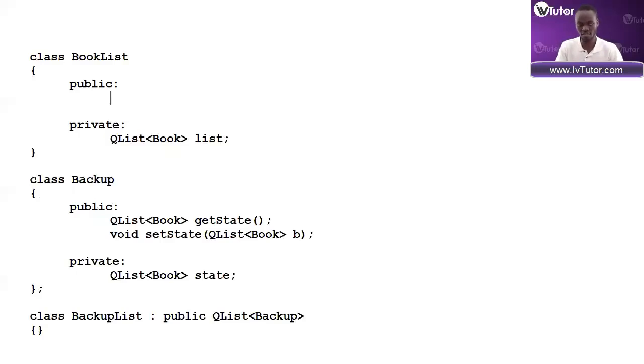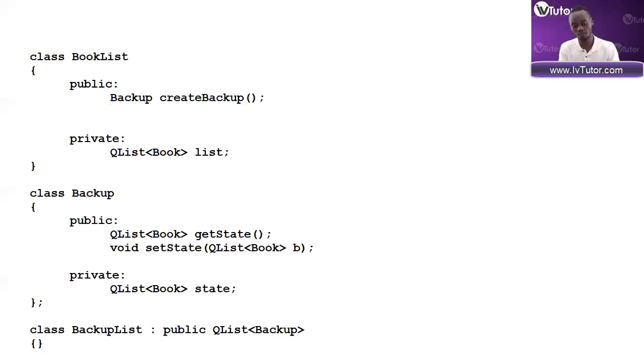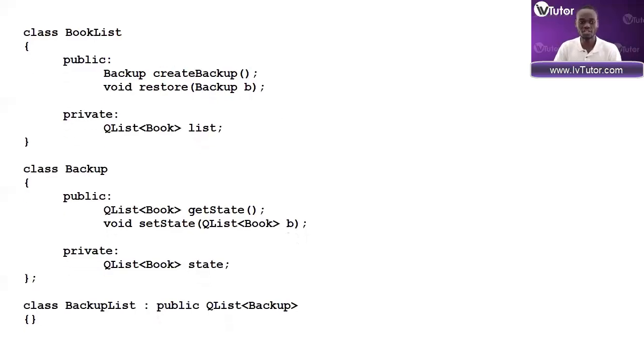So you can then have a class that returns a backup, and you can just call this one create backup, for instance, right? And another one to restore from the backup. So you can call this one void restore. And then this one takes a backup B, for instance. These are the only two changes you need to introduce in your originator. One to create the backup and one to restore from the backup.